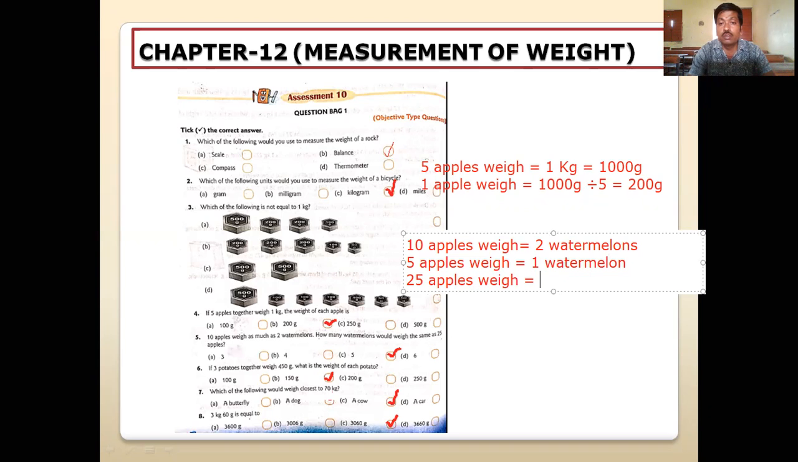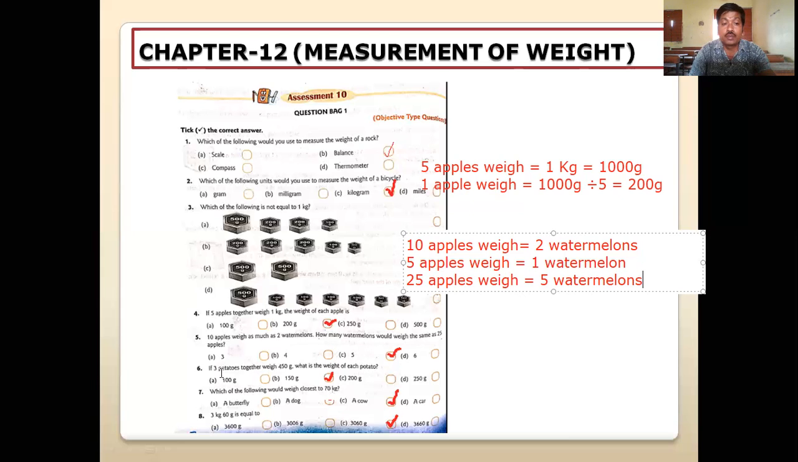25 apples is equal to: 5 apples, 1 watermelon; 10 apples, 2 watermelons; 15 apples, 3 watermelons; 20 apples, 4 watermelons; 25 apples, 5 watermelons. So our answer will be, which answer is there? Yes, 5 watermelons. The answer will be C.